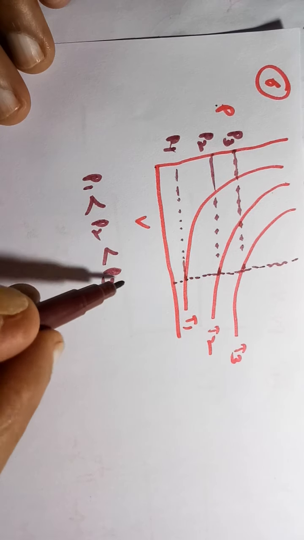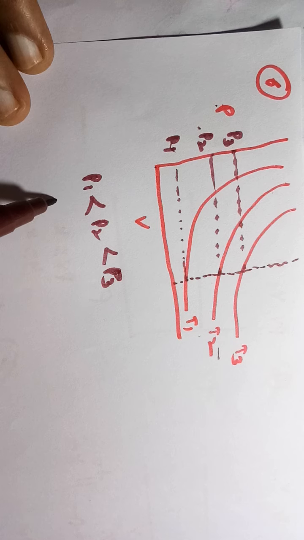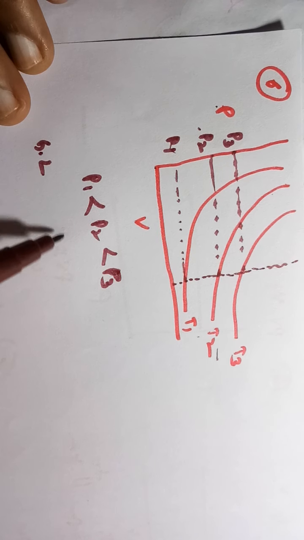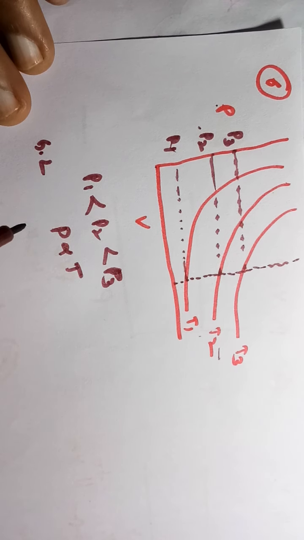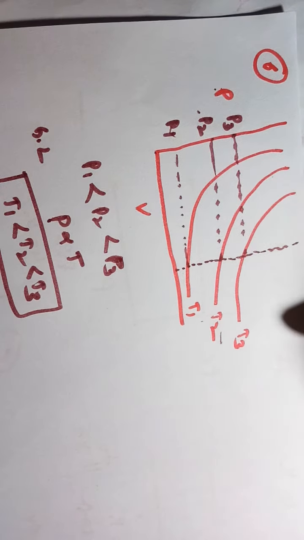So we have the T and P relation. The T and P relation is Gay-Lussac's law. From Gay-Lussac's law, P is proportional to T. That means how the P's are there, in the same manner the T's are present. T1 is less than T2 is less than T3. So this is the relation among the T's in this graph.